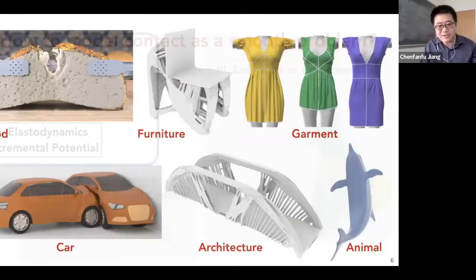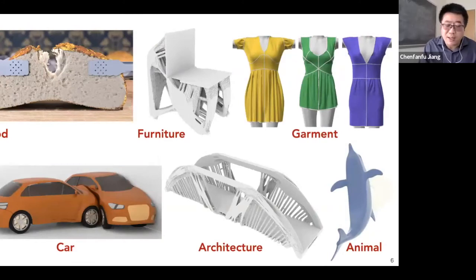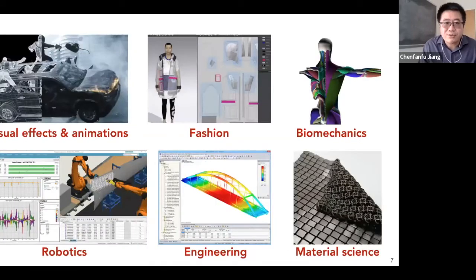We all know elastodynamics is for solids, and solids are everywhere in our daily life, from food, furniture, garments, to cars, architecture, and animals. Being able to simulate solids allows us to create realistic visual effects and animations. It also benefits many research and industrial fields: fashion design, biomechanics, robotics, engineering, material science for nanostructures. In many of these areas, simulation serves as a verification or validation process to help the design process before real-world experiments.